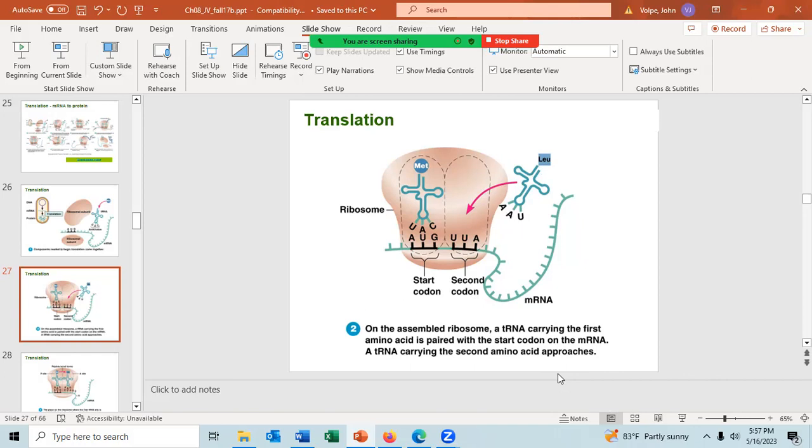Remember, the start codon is always AUG, and it will code for the amino acid methionine, as well as tell the ribosome, begin protein translation here. Upstream of that, there's no protein translation occurring on the messenger RNA.